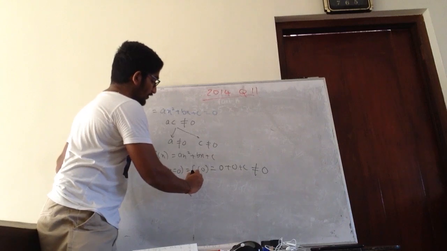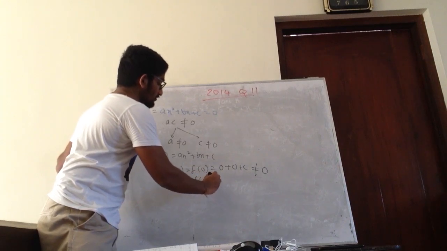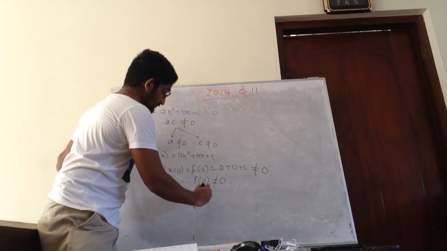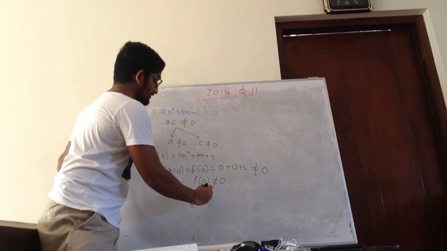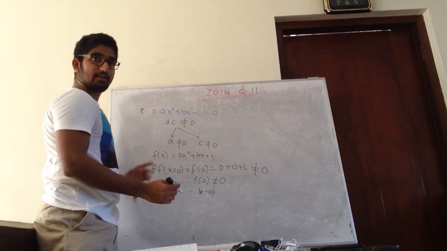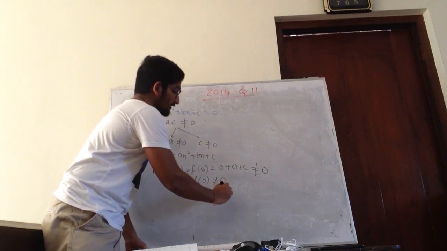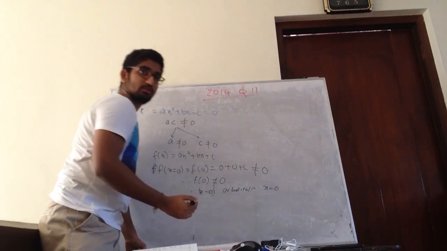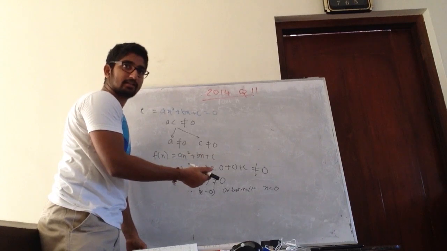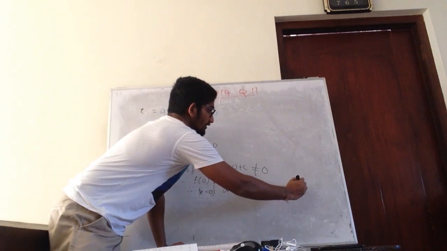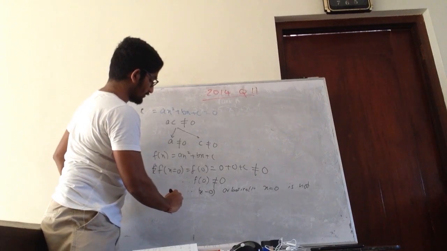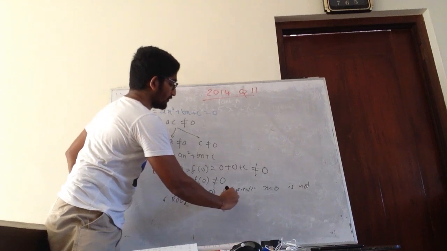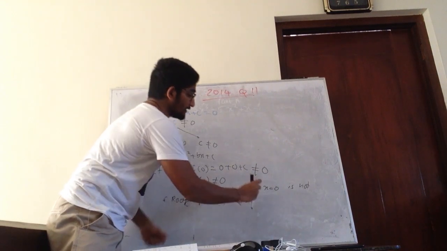That means f(0) is not 0. That means x minus 0, right? Or basically, x equals 0 is not a root of f(x) from the factor theorem.